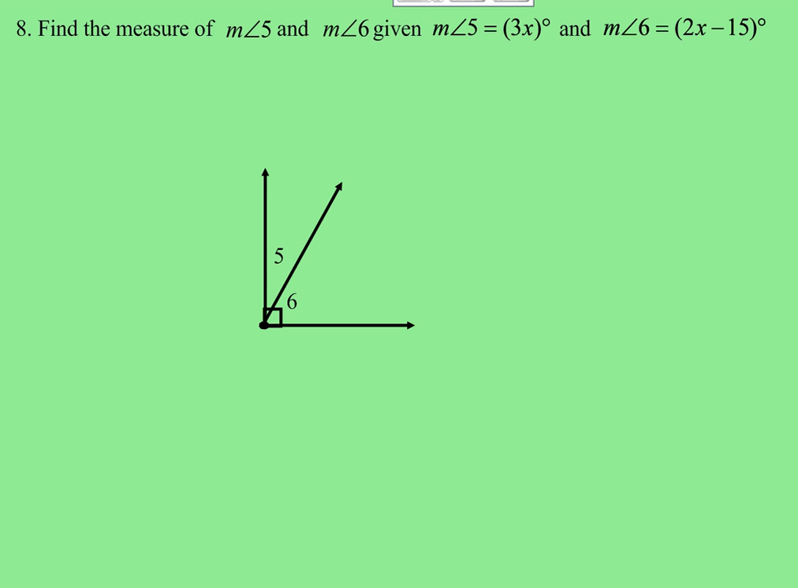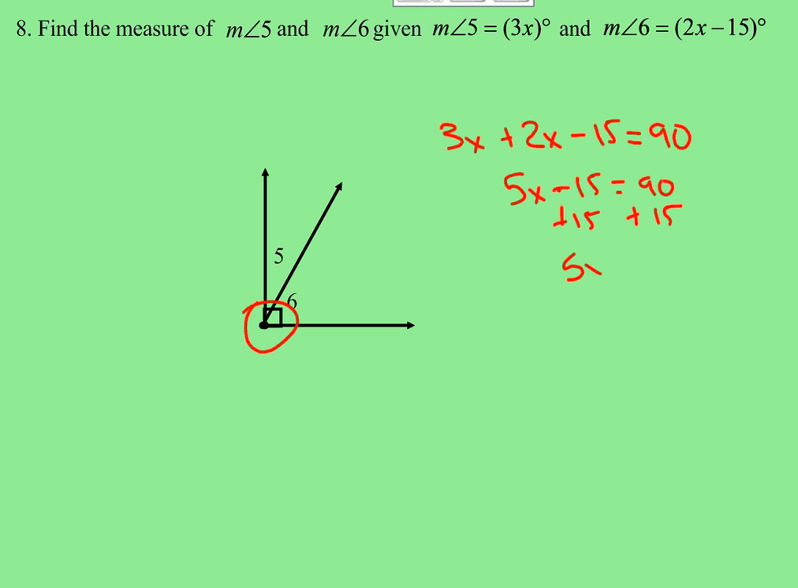So find the measure of 5 and 6, given that 5 is 3x and 6 is 2x minus 15. Now, look here though. It adds up to 90. All right, this is the dead giveaway. Remember that is why it equals 90. So what I want to say is 3x plus 2x minus 15 equals 90. So combine like terms, add 15. So 5x equals 105. So x is going to be equal to 21.